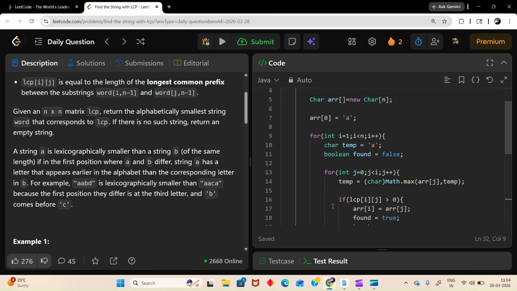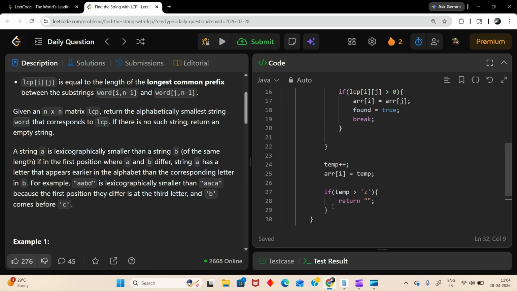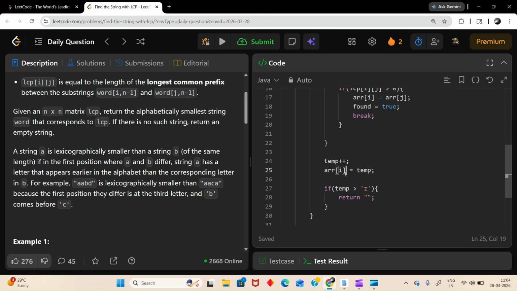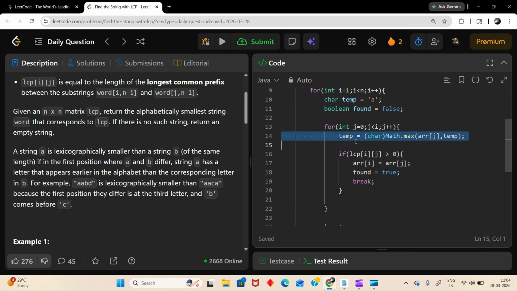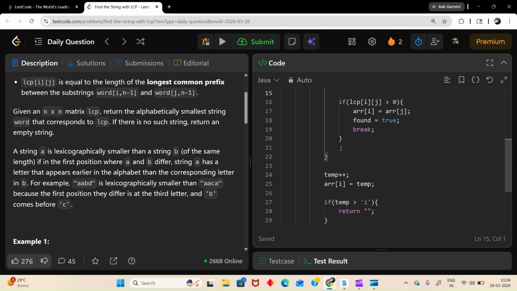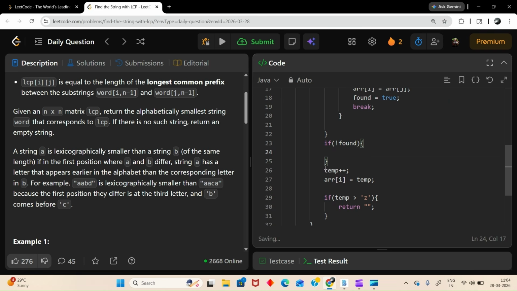Now what we did here is, if it is greater than 0, it is the same. Else we have to take the maximum of this. We already have this. Then again I have to check if found is not true, that means we didn't assign, then only we have to do this.